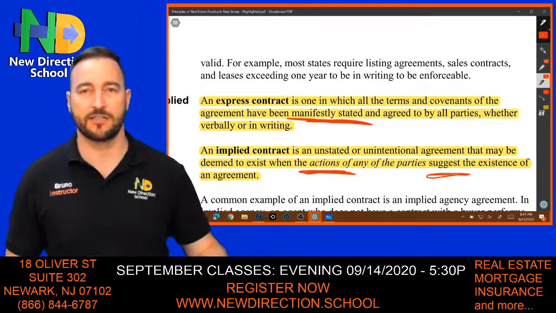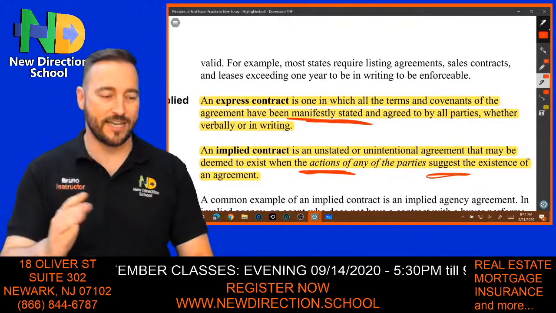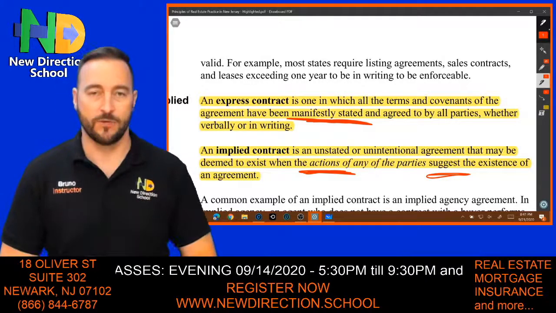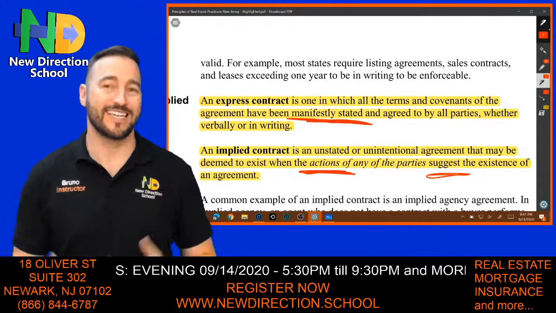Expressed or implied contracts? Expressed, we stated. Implied is what you should do or what I should do. We never told each other. It's expected of you.